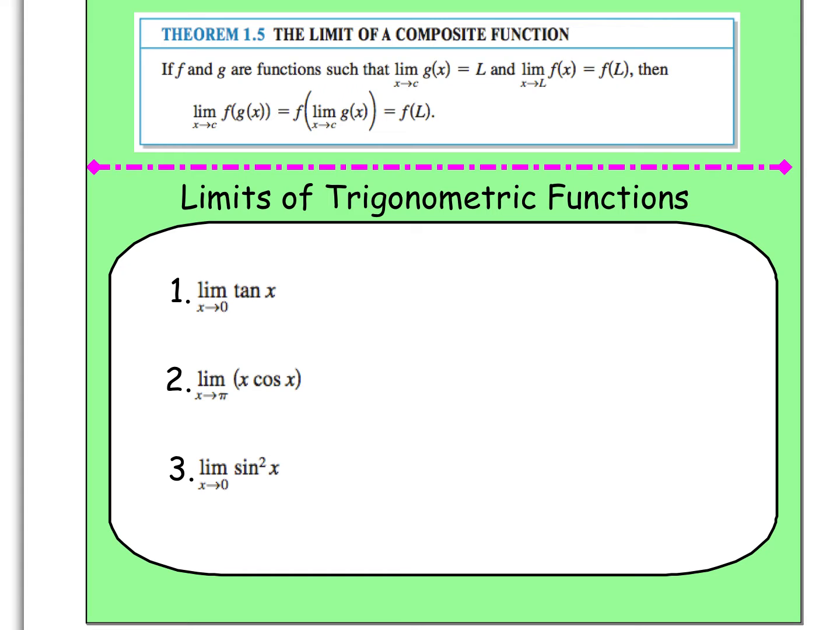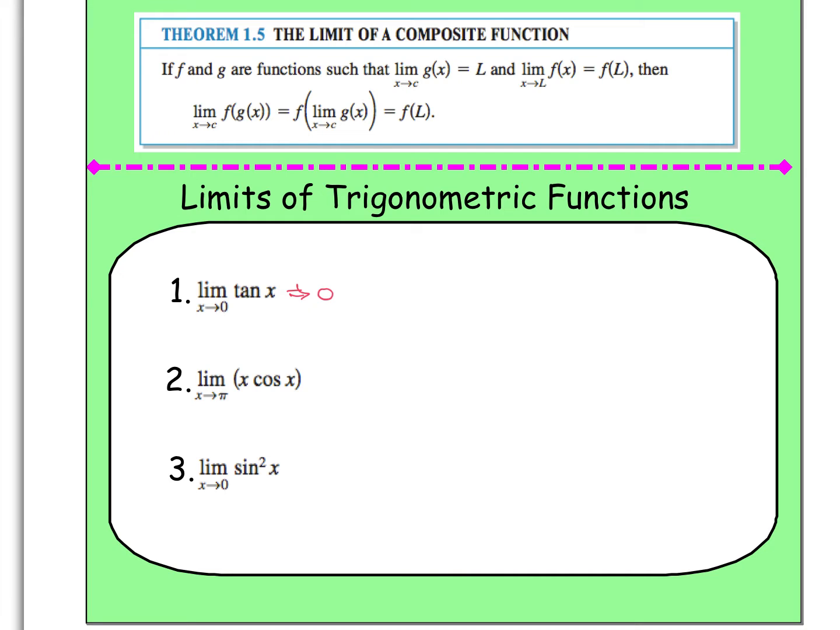The first one, limit as x approaches 0 of tangent x. Again, what do I try to do first every time? I direct substitute. If I direct substitute, I get tangent of 0. What is tangent of 0? 0. Is it touching or is it just getting close? It's touching. That's okay.